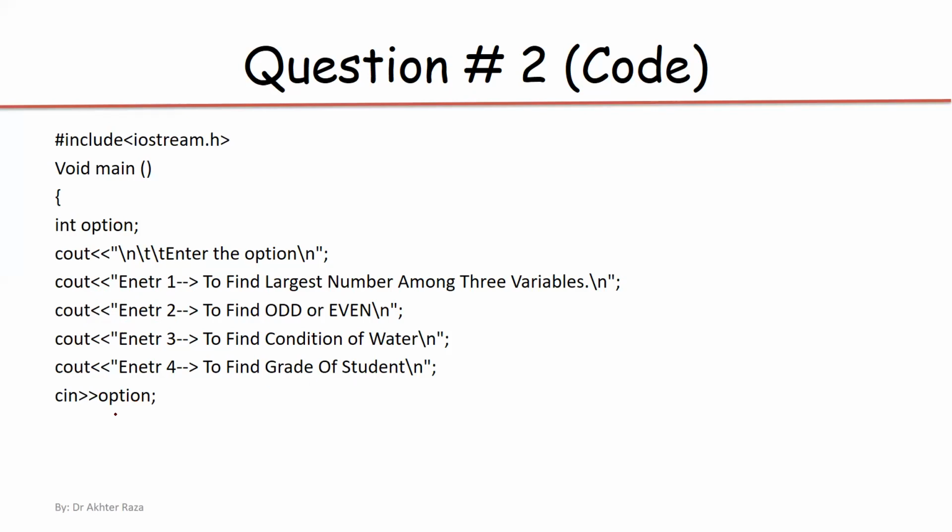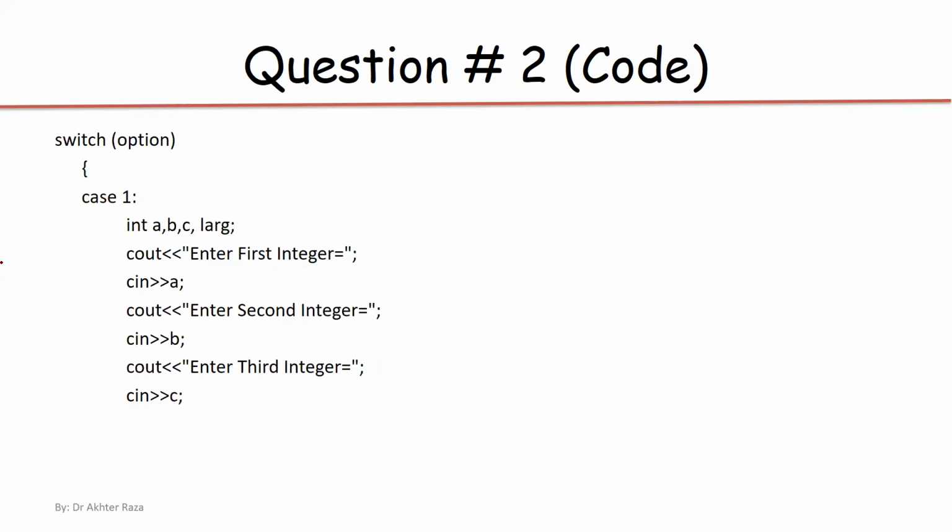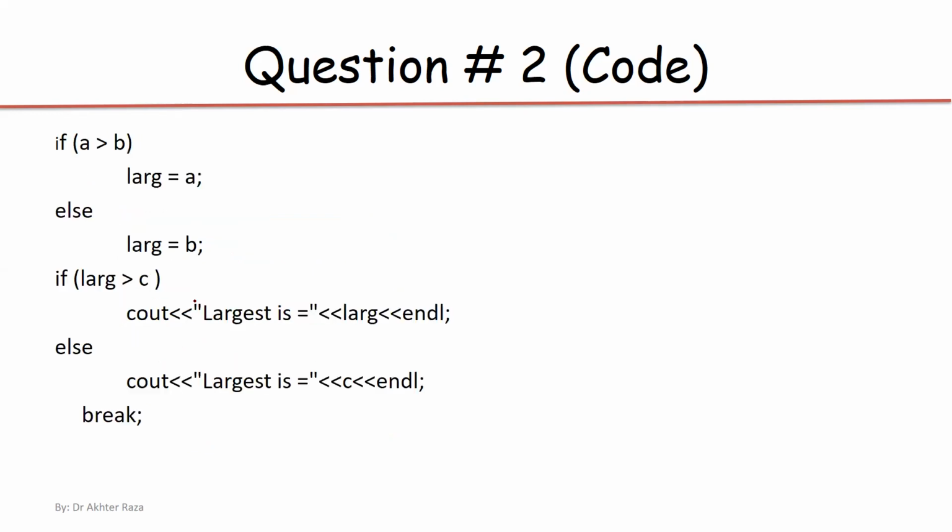In option, the user has to input one option. User may input 1, user may input 2, 3 or 4. If user inputs any other number except 1, 2, 3, 4, then we have to take another action. So depending on that, this is the program we made for the largest of 3. So for option case 1, the complete program is here.